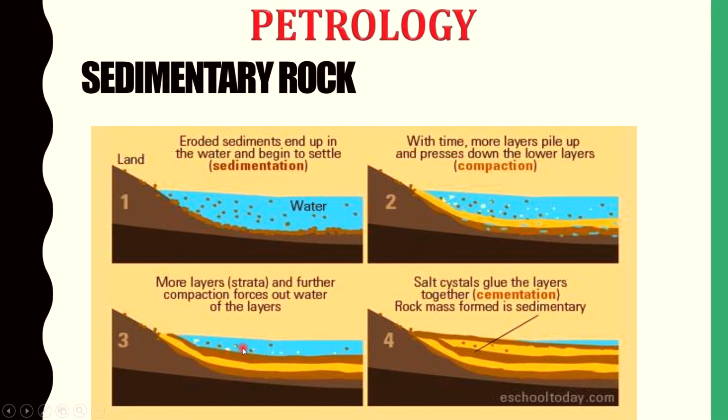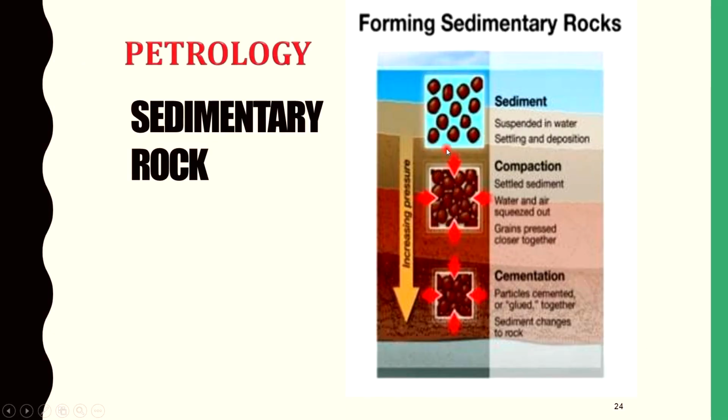Due to the weight of the upper water layer, these bottom layers are compacted, and the salt crystals glue the layers together, and this procedure is known as cementation. So cementation occurs and ultimately the sedimentary rocks are formed. So this is the procedure of sedimentary rocks. First is sediments suspended in water, settling and deposition. The next is compaction and the third is cementation.